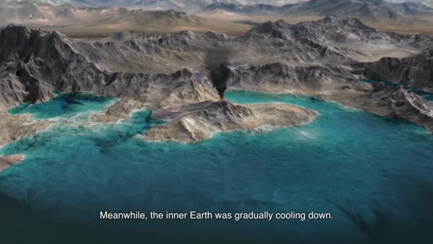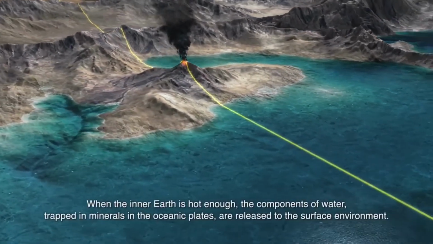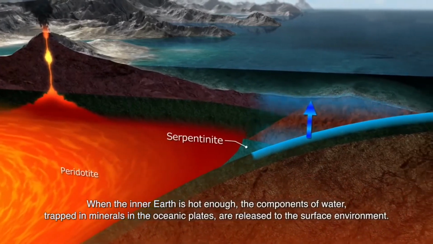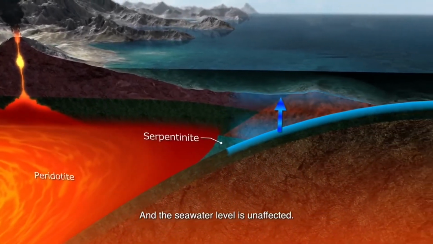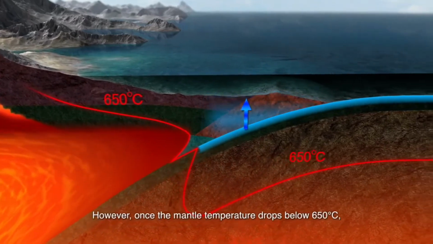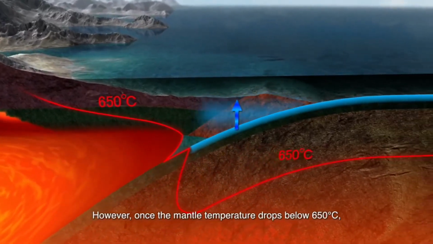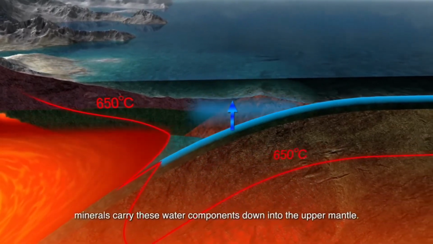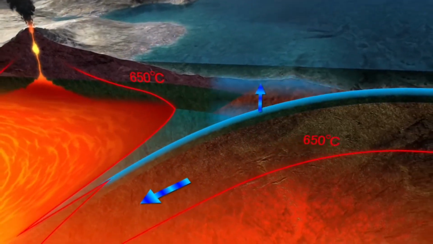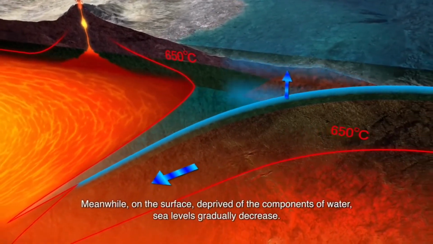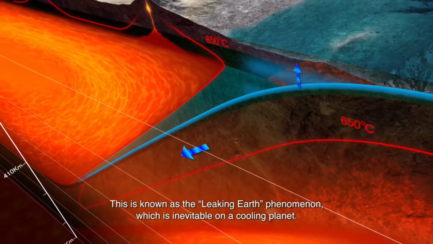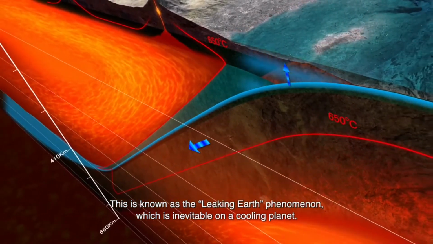Meanwhile, the inner Earth was gradually cooling down. When the inner Earth is hot enough, the components of water trapped in minerals in the oceanic plates are released to the surface environment, and the seawater level is unaffected. However, once the mantle temperature drops below 650 degrees Celsius, minerals carry these water components down into the upper mantle. Meanwhile, on the surface, deprived of the components of water, sea levels gradually decrease. This is known as the leaking Earth phenomenon, which is inevitable on a cooling planet.